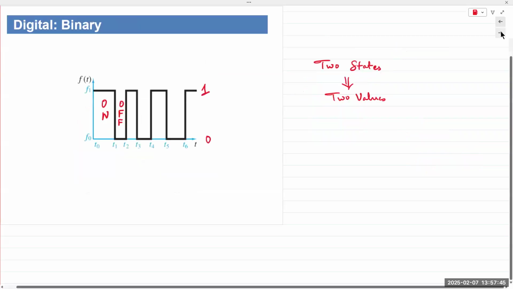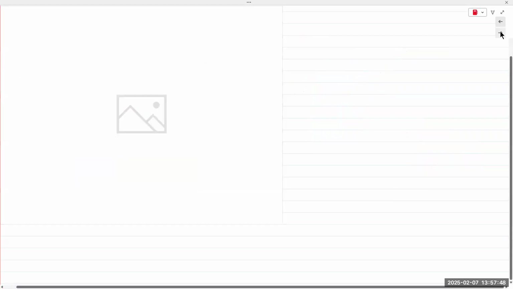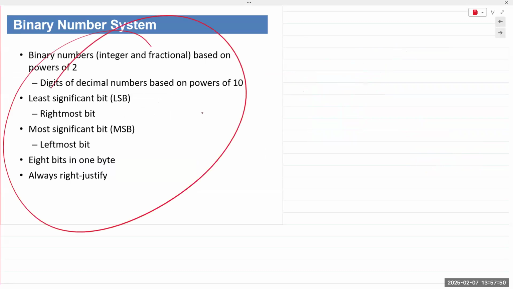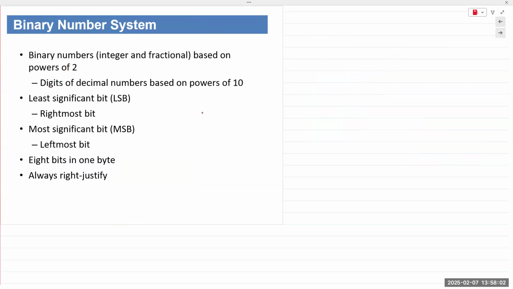So let's see. Binary number system. Typical decimal number system goes from 0 to 9. So we go 0, 1, 2, 3, 4, 5, 6, 7, 8, 9. Then we begin again, 0 to 9, least significant bit, right? Binary number system is based on powers of 2, 0 and 1. Again, in order to design and understand these systems, we need to understand the binary number system. And so we study a little bit of binary number system, and then we get into the logic circuits.